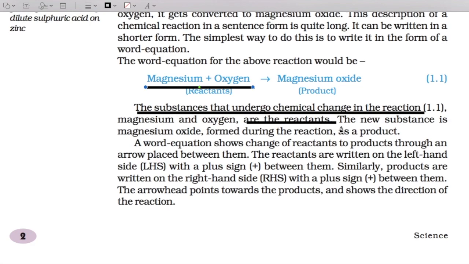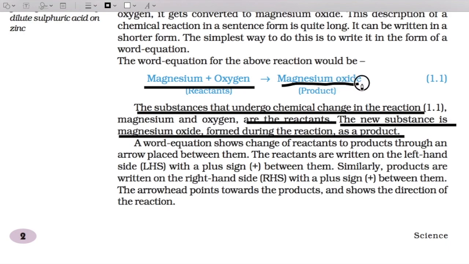The new substance is magnesium oxide, and this is known as the product. So, the products are the new substances which are formed during the reaction. In this reaction, the product is magnesium oxide. Always keep in mind that in a chemical reaction, we can take one or more reactants, and one or more products may be formed. In this example we have taken two reactants, and by combination of these two reactants one product is formed.